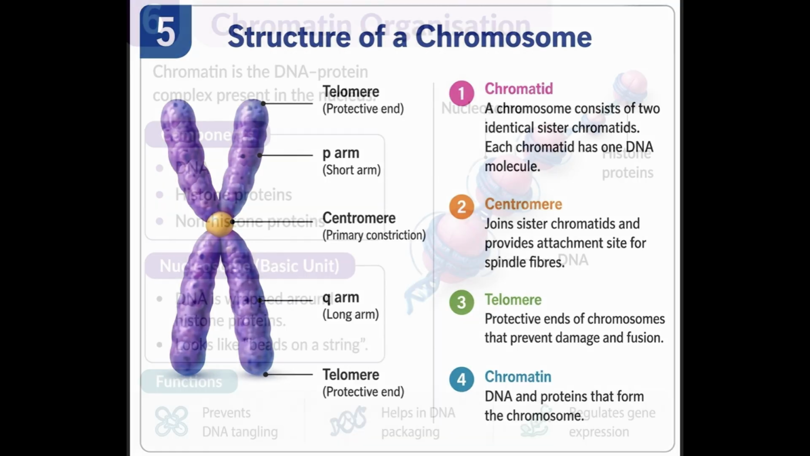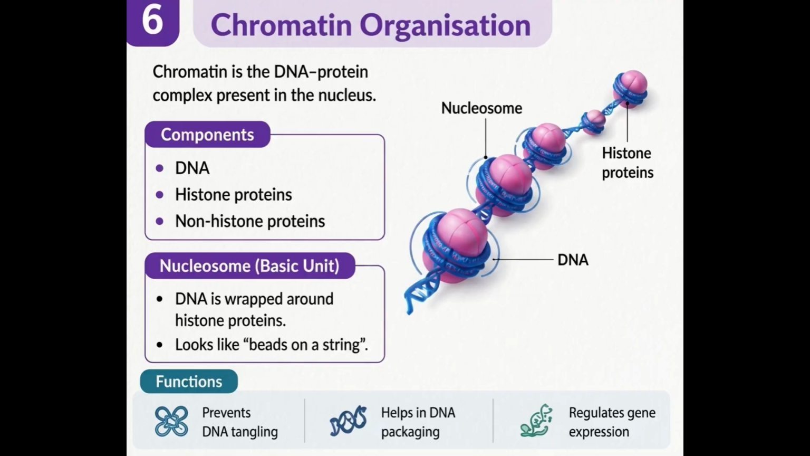Organization of chromatin. DNA inside the nucleus is highly organized. It wraps around histone proteins to form structures called nucleosomes. Nucleosomes are considered the basic units of chromatin. This packaging helps long DNA molecules fit inside the nucleus and also protects DNA from tangling.